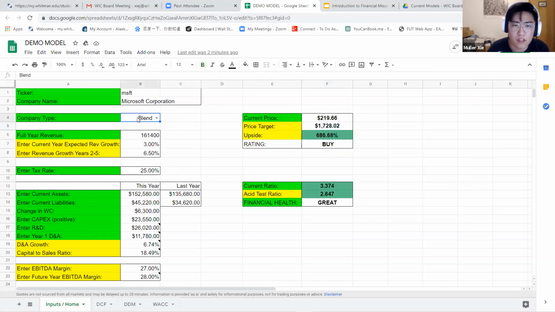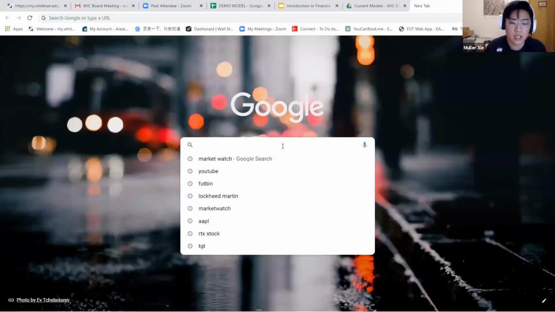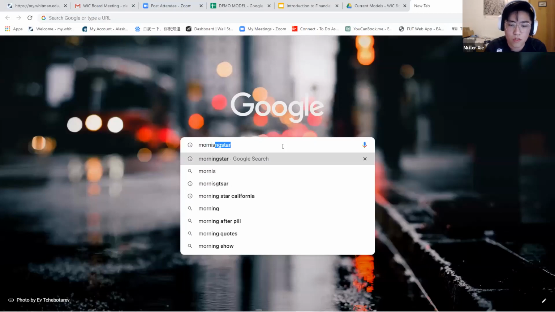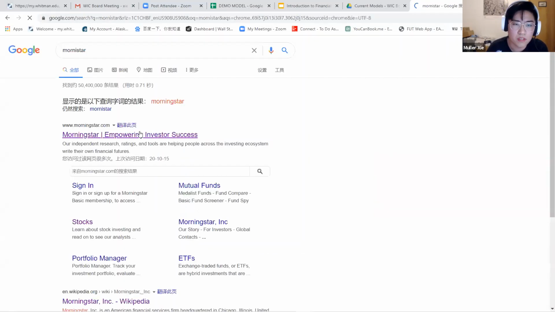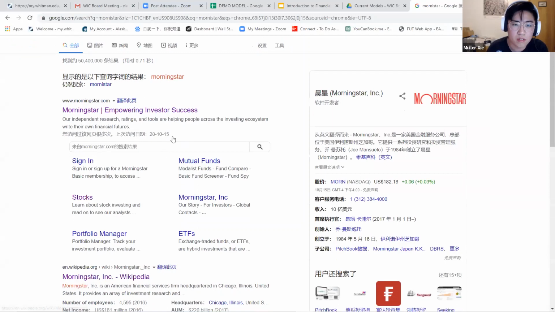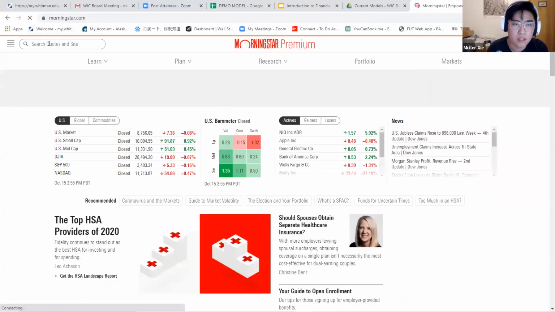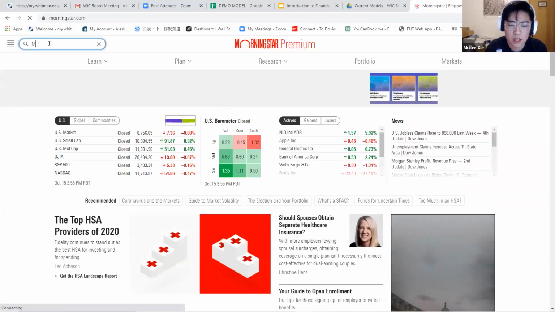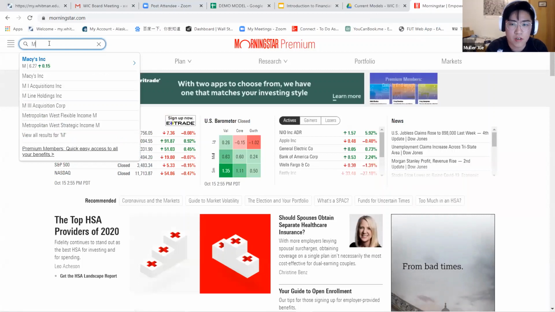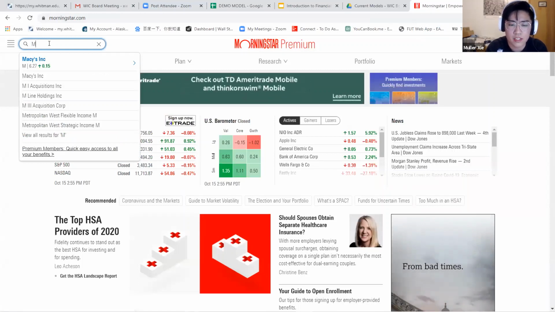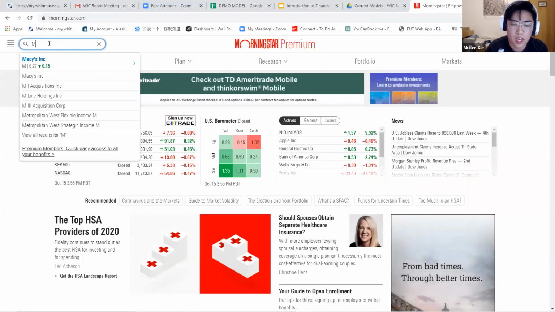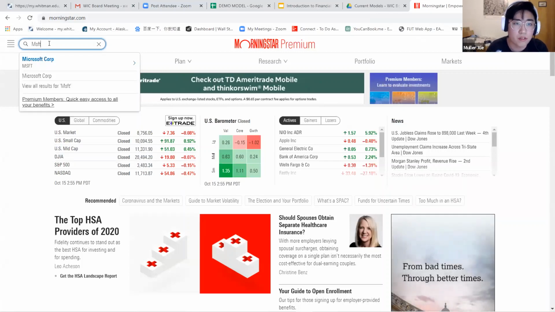So from here, I will talk about how we can find the company type. If you go to Google and search Morningstar, and type the ticker of the target company that you want to analyze, here it should be MSFT, Microsoft.